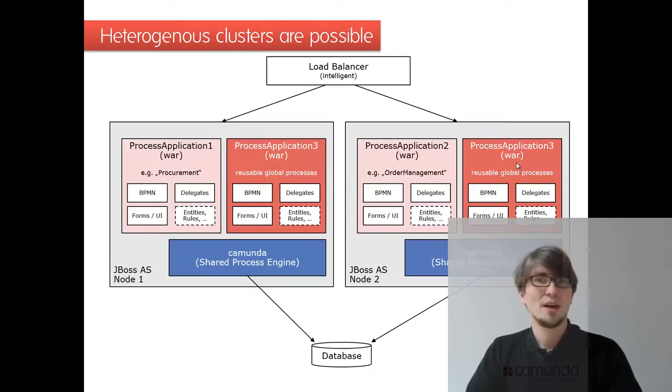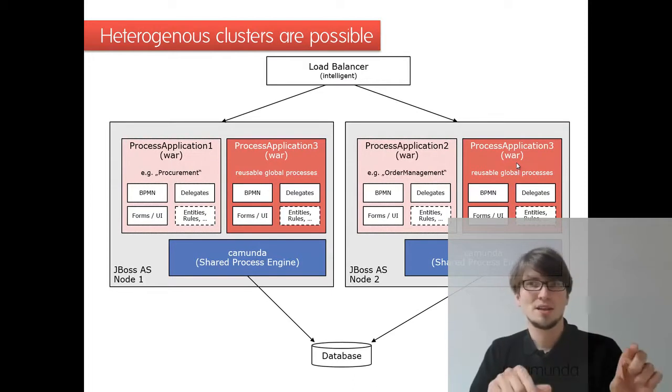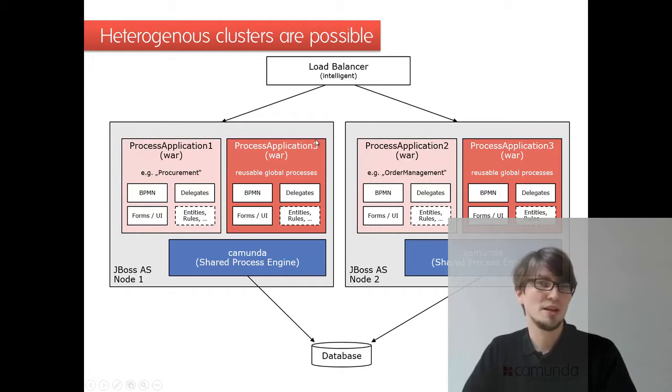There's one really interesting thing. You can use heterogeneous clusters there. So if you have different cluster nodes, they might have different process applications. Here we had the example from the beginning. We have, for example, the reusable global processes on both nodes, but we might have the procurement deployment only on node 1 and the order management only on node 2. But they still have the same shared database.